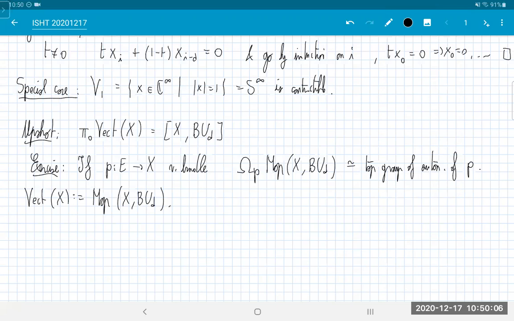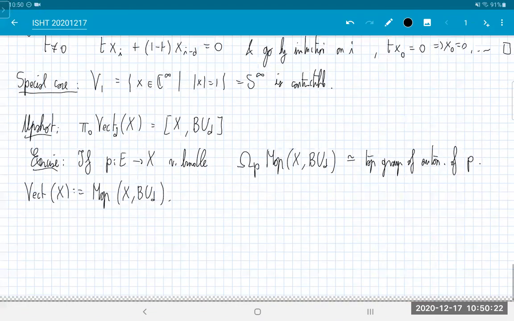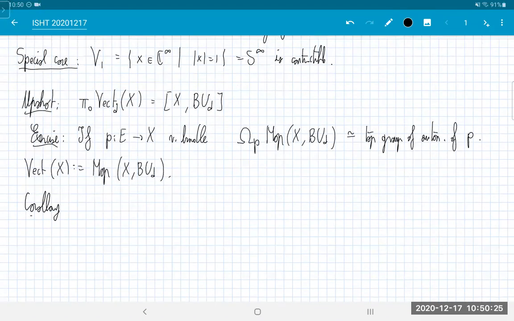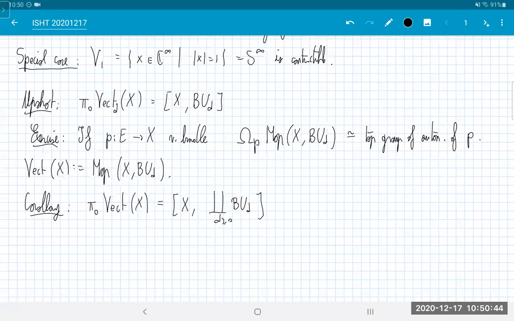Excuse me? Yes. When you're writing the BU_D, don't you mean also Vect_D then? Yes. Thank you. Of course. And actually, since you mentioned it, let me put it as a corollary. Pi zero of Vect(X) is homotopy classes of maps. You're right, absolutely, that should be. Okay, thank you. And in the definition of Vect(X) also then? I'm taking Vect_D. Okay, thanks. Yeah, of course.